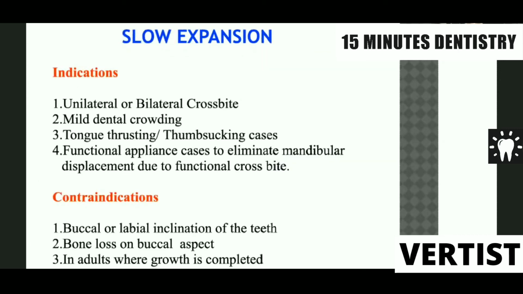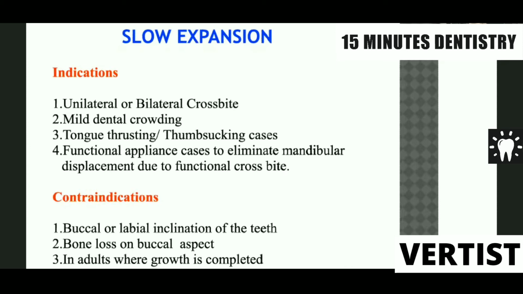Now, what are the indications of slow expansion? Unilateral and bilateral crossbite, mild dental crowding, tongue thrusting, thumb sucking habit, which has caused contraction of the dental arches. Sometimes when you are giving a functional appliance, in order to eliminate the mandibular displacement, a slow expansion device or maybe an expansion screw needs to be put in the appliance, or we need to expand the maxillary arch.